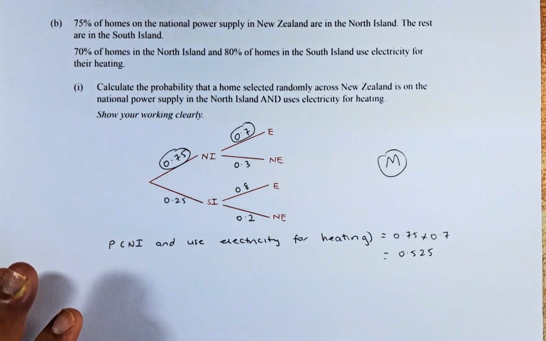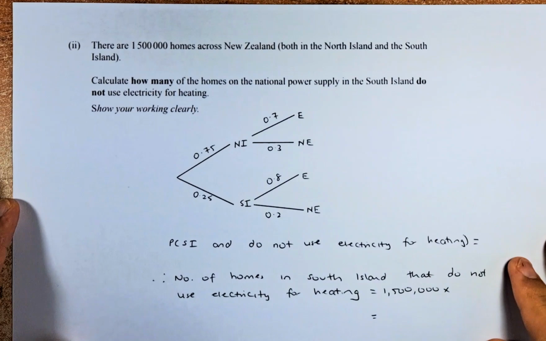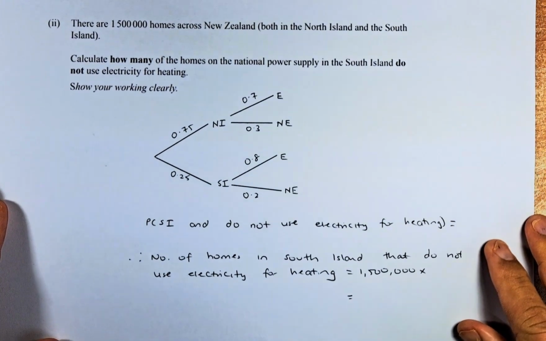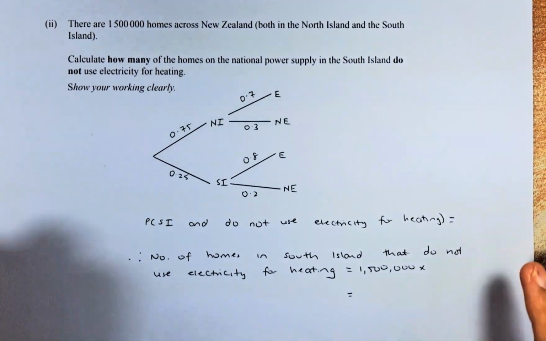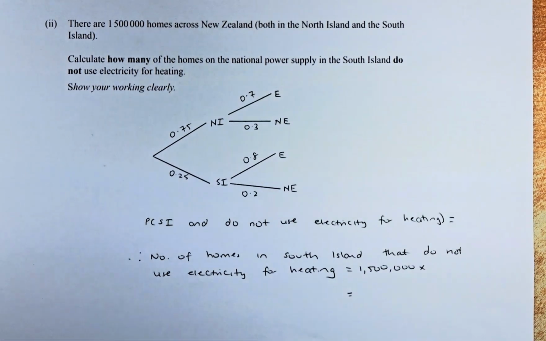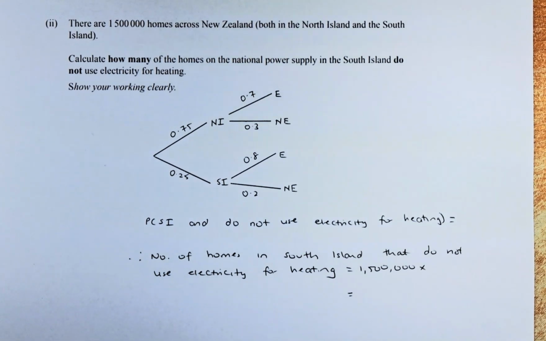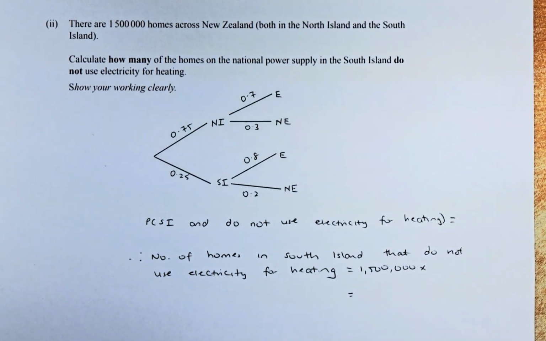Now we shall do part 2 of the question. Part 2 sounds like this. We are going to adjust the paper a bit, so hopefully you can see from there. Now there are 1.5 million homes across New Zealand, both in South Island and North Island. Calculate how many of the homes on the national power supply in South Island do not use electricity for heating.